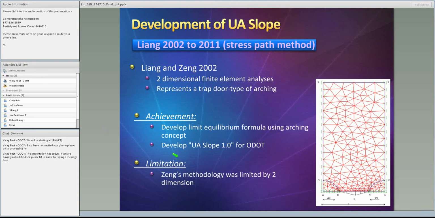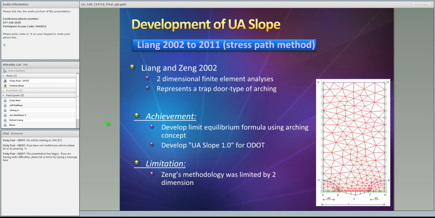So the achievement of Zheng is, first, to develop a limit equilibrium formula using the arching concept. Second, he developed UASLOPE 1.0 for ODOT in 2002. However, Zheng's method used a two-dimensional method to regress the formula.